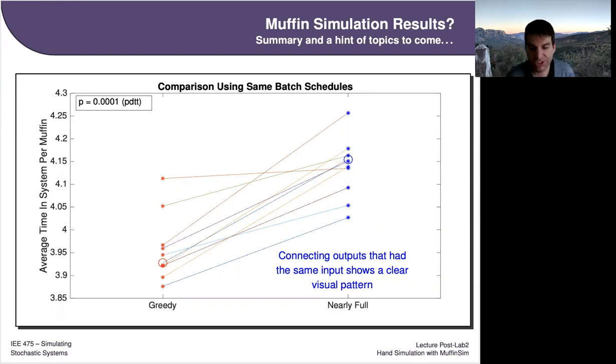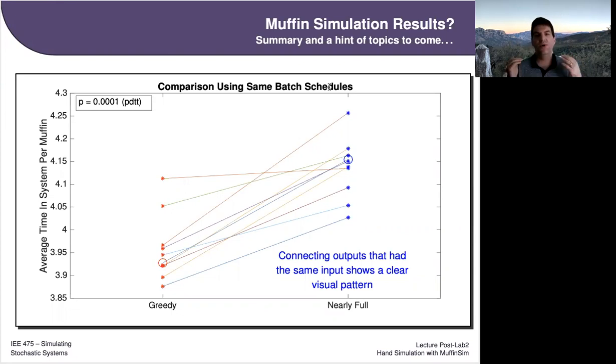Okay, so I see a question in the chat. This is a private question that said, could you please repeat why the samples were not independent? Yeah, sure. What I mean is that there are 10 samples on the left and there are 10 samples on the right. Now these could have been generated by creating 10 muffin schedules on the left and then 10 totally different muffin schedules on the right. But when I had you hand simulate these, you used the same muffin schedule for both your greedy and your nearly full.